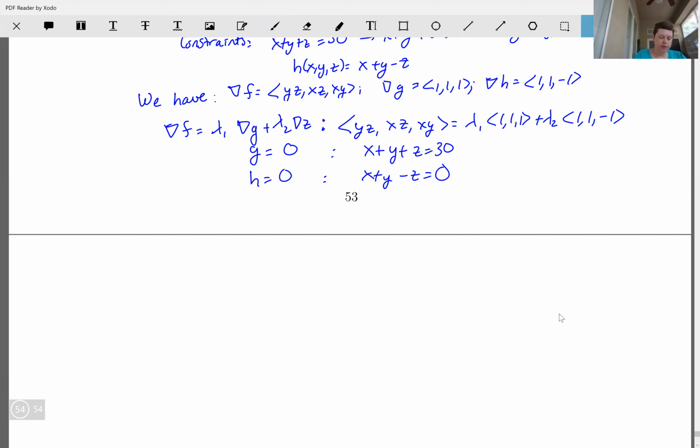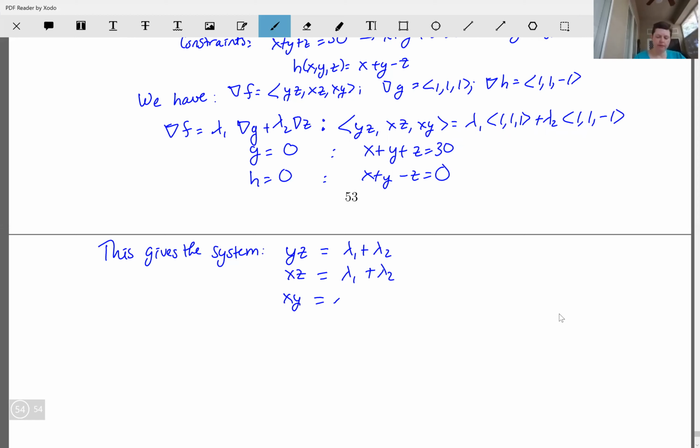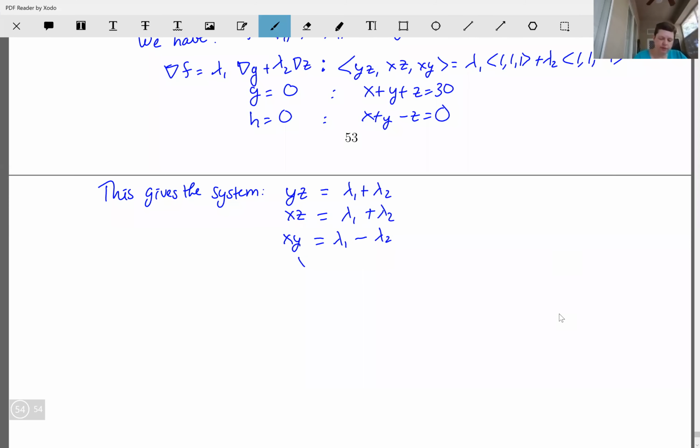And doing what we did previously, we equate the corresponding components. The first component on the left is yz, and on the right it's lambda sub 1 times 1 plus lambda sub 2 times 1. The second component on the left is xz, and on the right it's lambda sub 1 times 1 plus lambda sub 2 times 1. Finally, the third component on the left is x times y, and on the right we have lambda sub 1 times 1 plus lambda sub 2 times negative 1. And we have the constraint equations.